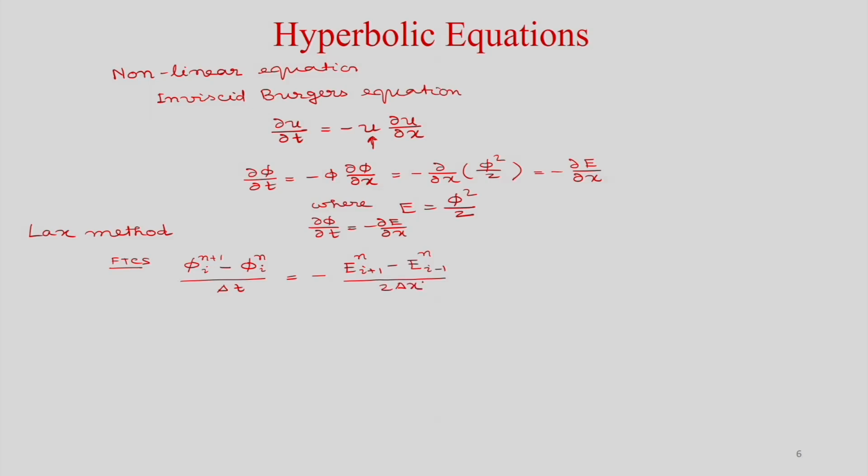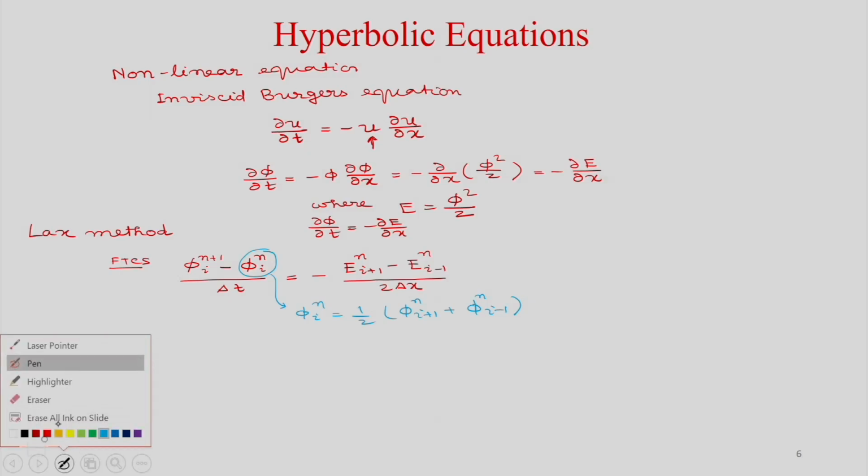Okay. So, this is your forward time and central space method, but you know that it is unconditionally unstable. So, what we did, we use this phi I n as the average of two neighboring points' value. So, it will be phi I n is equal to half of phi I plus 1 n plus phi I minus 1 n. So, that is the modification in the Lax method, okay, and it will be conditionally stable.